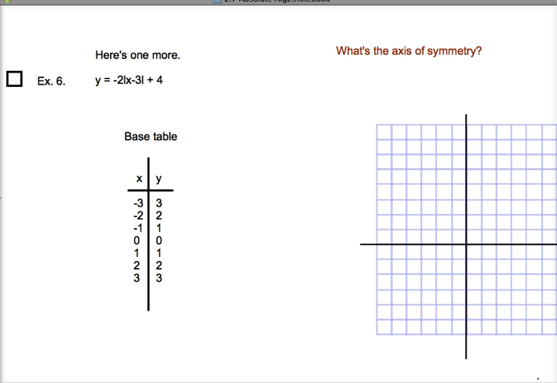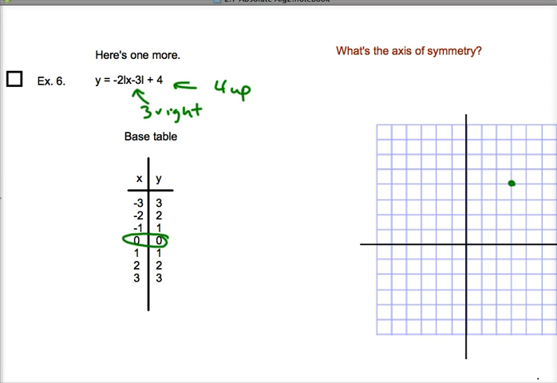This one, I'm going to skip the base table. I'm just going to go ahead and identify the vertex. The vertex over here would be found by going 3 right and 4 up. So I need to take my 0, 0, which would be right here. I need to move it 3 right, 4 up, and that's my vertex.